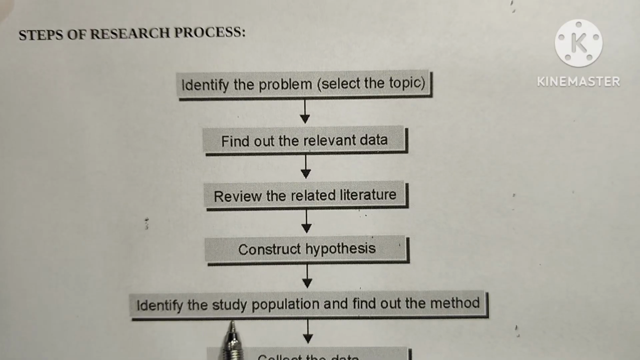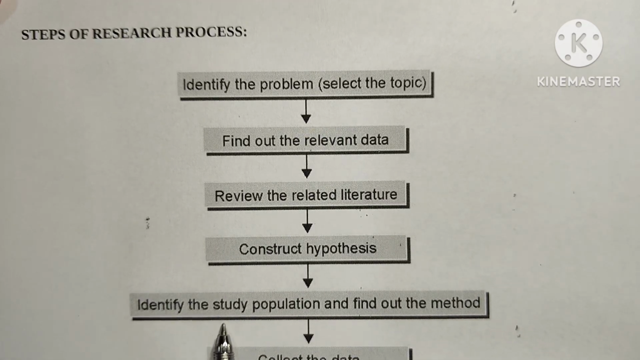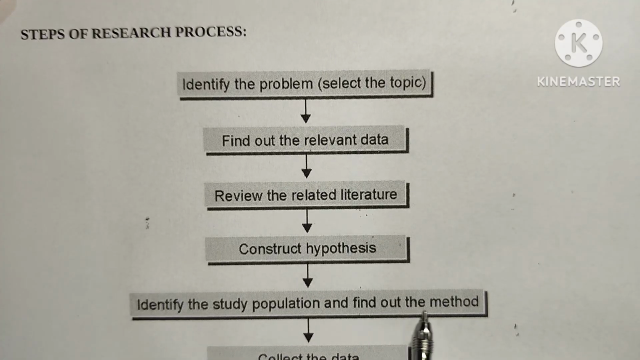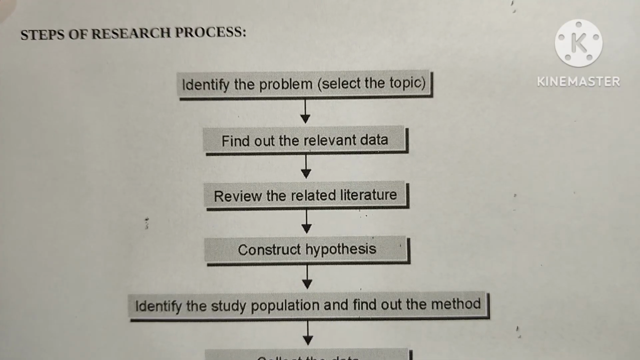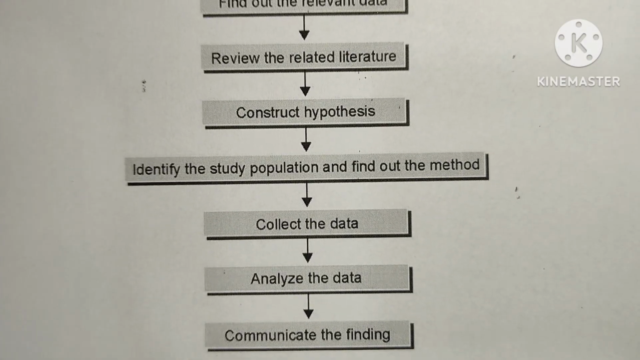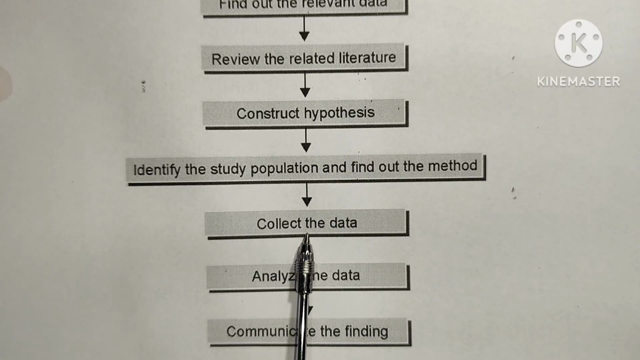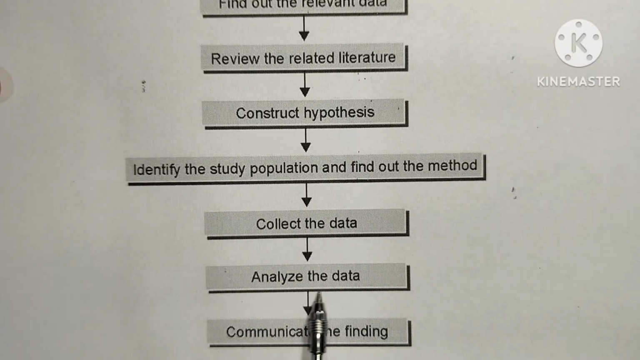Then identify the study population and find out the method. The study population is the group on whom you are going to conduct your study, for example, children between 5 to 10 years. Identify those and find out what method you are going to use to collect the data. Then collect the data from the sample or population, then analyze the data.